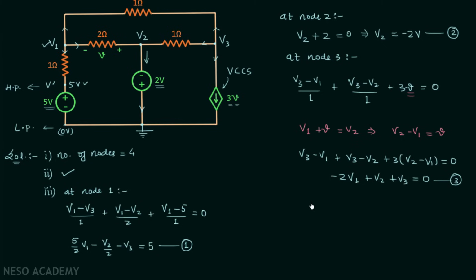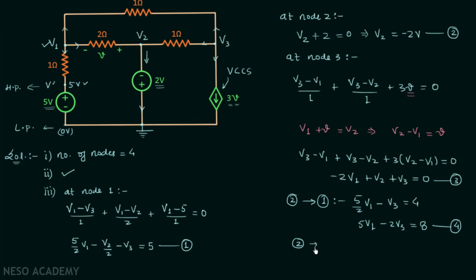We want to calculate the voltage V1 and the voltage V3. We know voltage V2 is equal to minus 2 volts. So we will put the value of V2 in equation number 1, and this will give us 5 over 2 V1 minus V3 equal to 4. Or we can write 5 times V1 minus 2 times V3 equal to 8. Let's call this equation number 4.